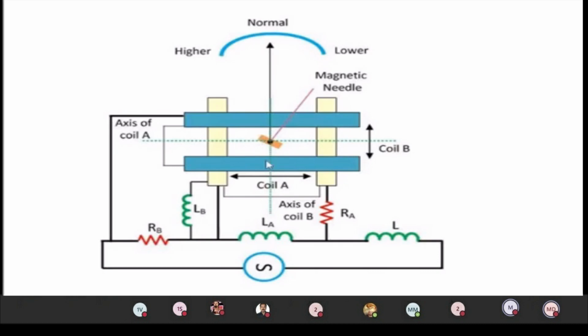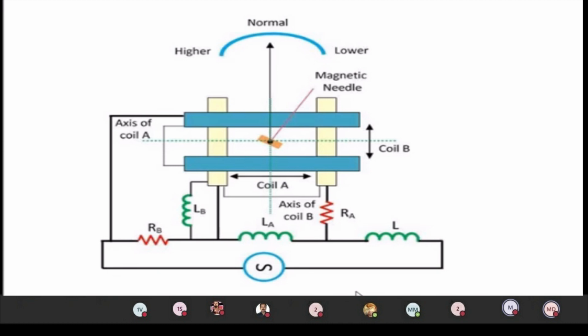The magnetic field of both coil A and coil B acts on the soft iron piece and the magnetic needle. Due to the magnetic attraction, the position of the needle depends upon the relative magnitude of the magnetic fields of coils A and B. So this is the working. Depending upon the magnetic field produced by coils A and B, the needle is going to stand at 45 degrees or move either left or right.